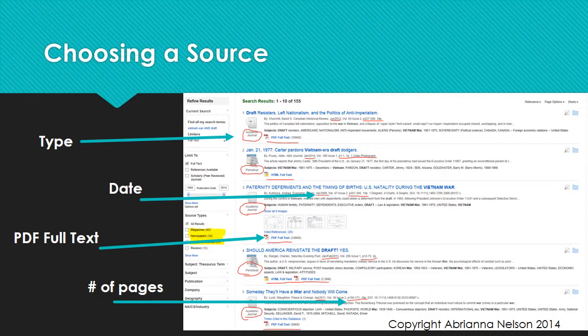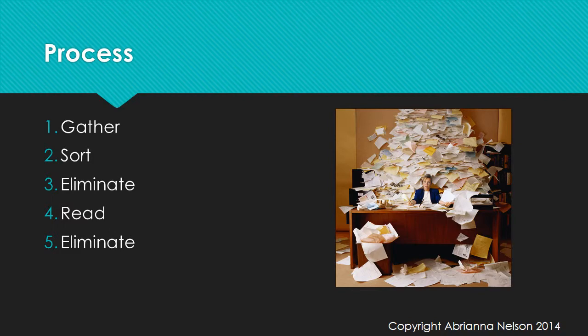So now the process is to gather your materials, sort through them, eliminate the ones you don't need, read what's left, and then eliminate some more. Research can often seem like you're piling paper on top of paper on top of paper. But in the end, it will help you find the best articles, which will help you write the best paper possible. So for now, go through the library, go through the online databases, keep track of everything you find.